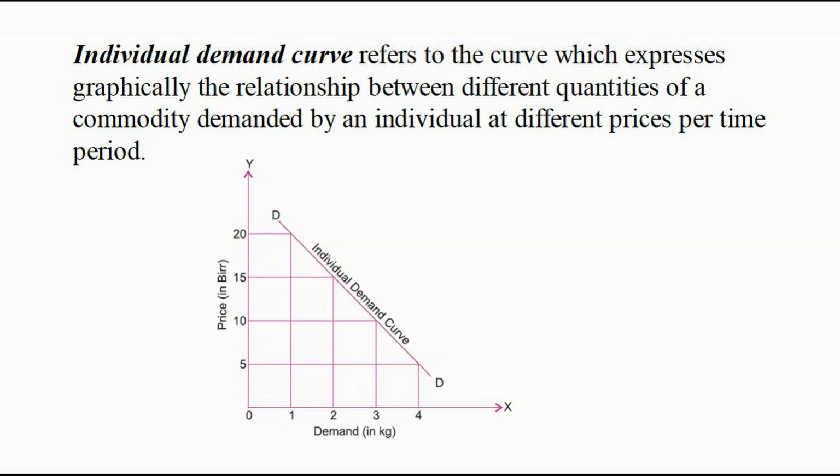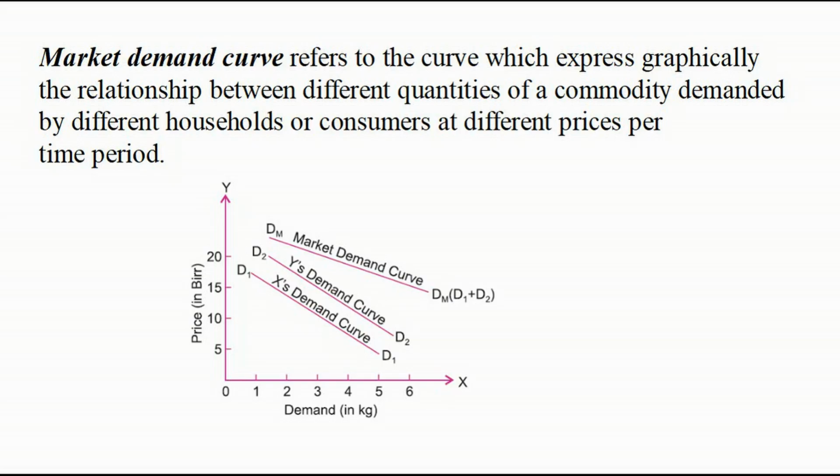Market demand curve. It expresses graphically the relationship between the different quantities of a commodity demanded by different households or consumers at different prices per time. Look at the individual demand curve. We have the individual demand curve for consumer X and the individual demand curve for consumer Y. When you add the quantities demanded by these individuals, that will give us the market demand.